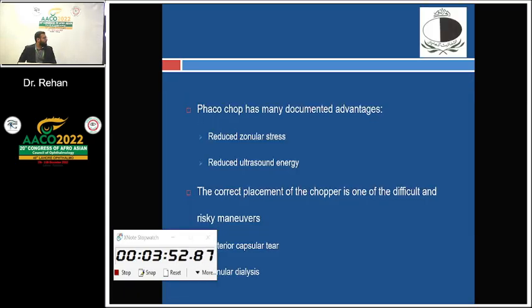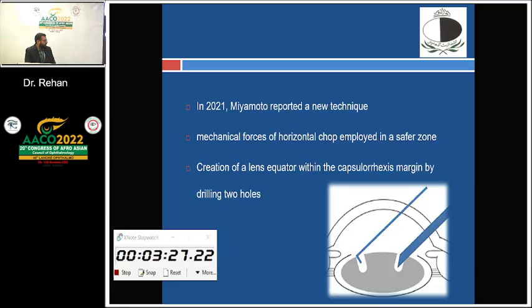The phaco-chop by Nagahara has many documented advantages. There is reduced stress and reduced ultrasound energy, but the drawback is that this technique has a higher learning curve, and it's a bit risky. The risk for novice surgeons, and why they shy away from this technique, is that they can cause a capsular tear while taking the chopper beneath, and if they place the chopper above the rhexis margin and then pull, they can cause zonular dialysis in that quadrant.